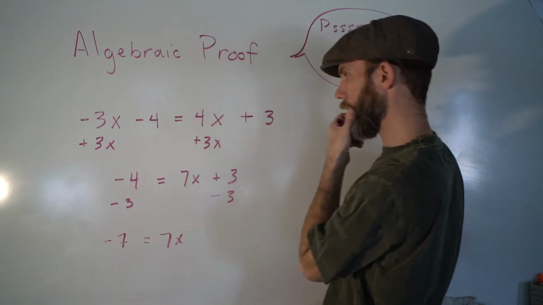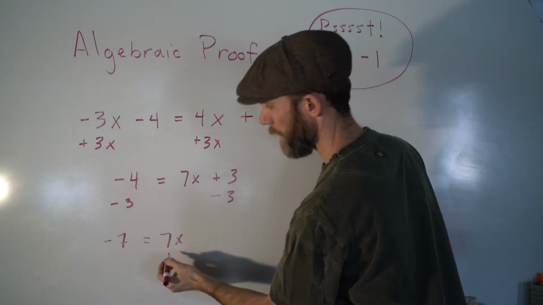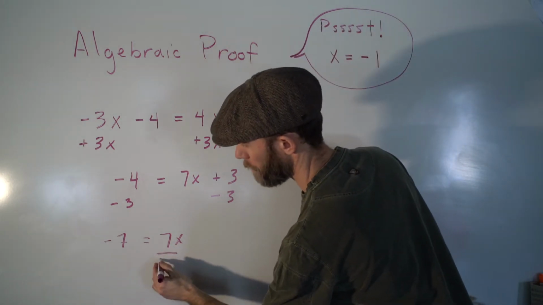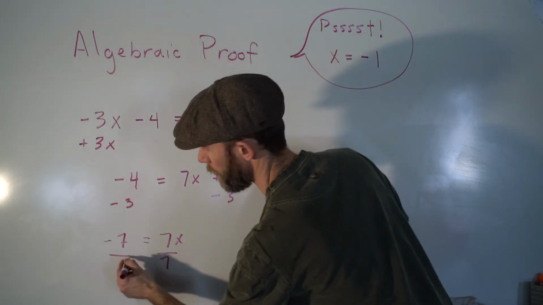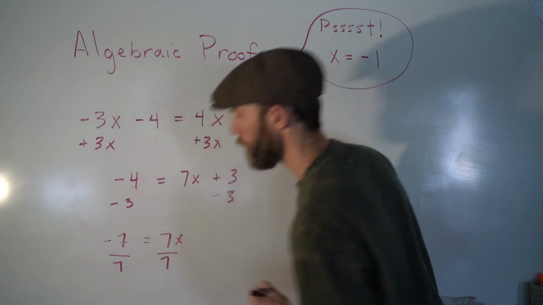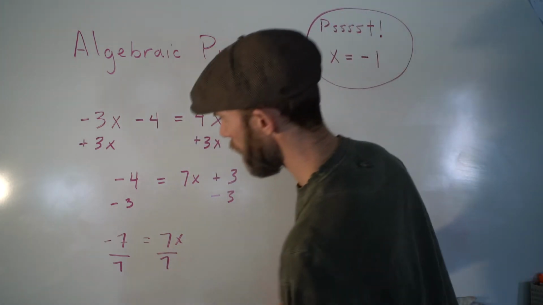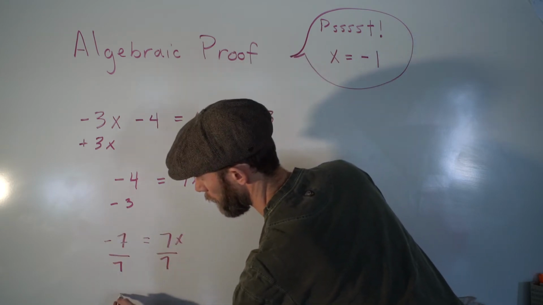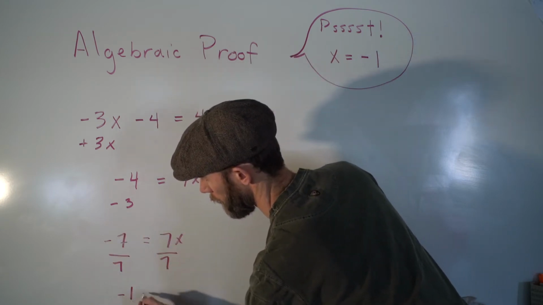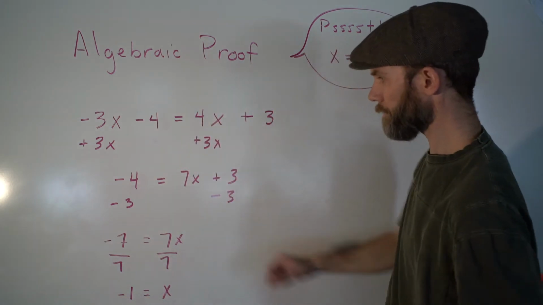7x there. Okay. And then to get x by itself, make a ghost 1 here. Anything over itself is 1. So if you divide by 7 there, it works out really nice. And I now have this. Now that's -7 over 7. So I'm just going to change that to a -1 equals x.